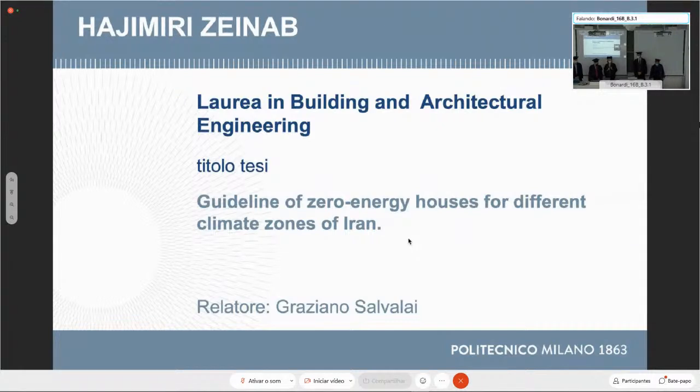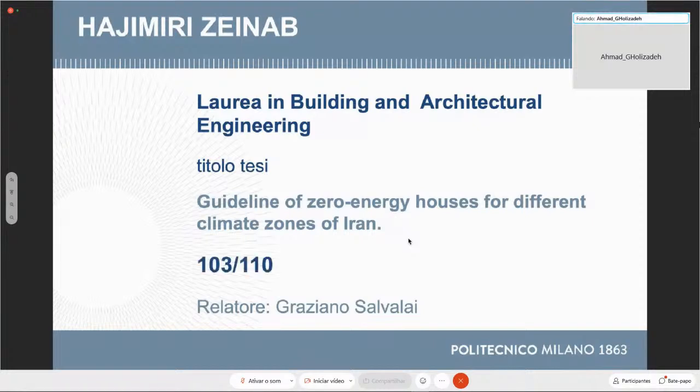Zainab Hajimiri, guideline of zero energy houses for different climate zones of Iran. Are you here? Zainab? I'm at home. Hi. 103.